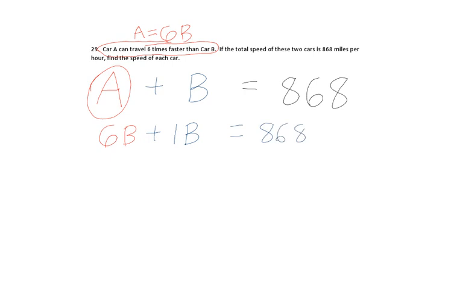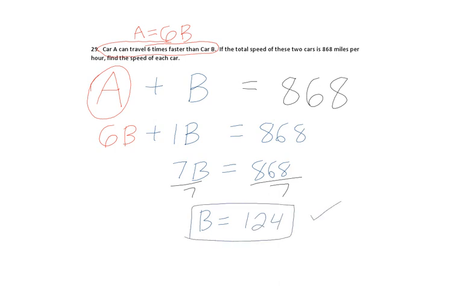Now I can add this because they both have the same letter b. 6 plus 1 is 7. 7b. And now we can divide by 7. And when you do, you're going to get b equals 124.